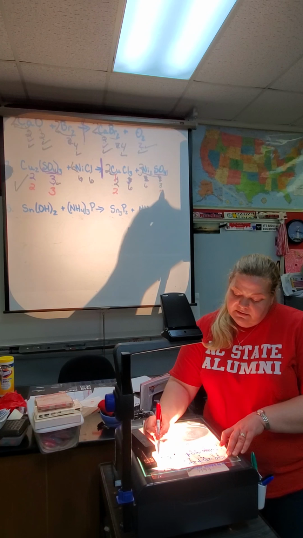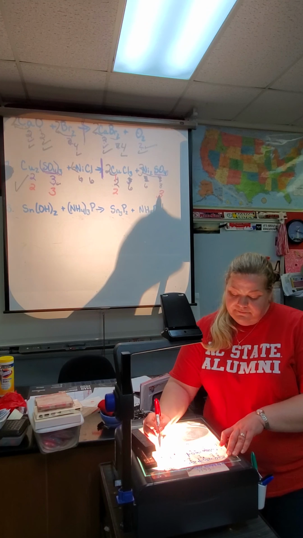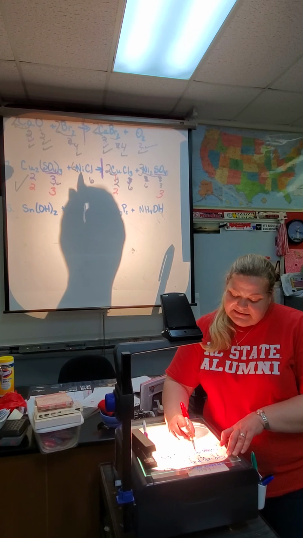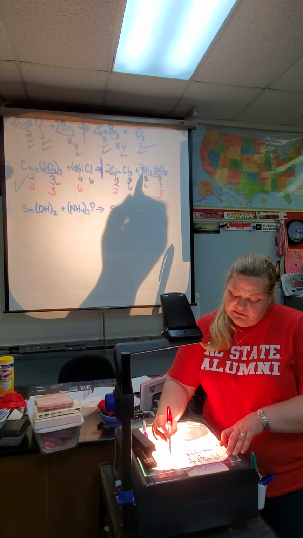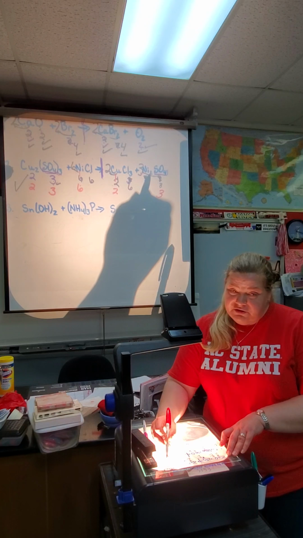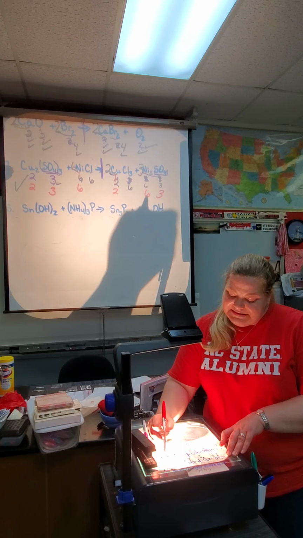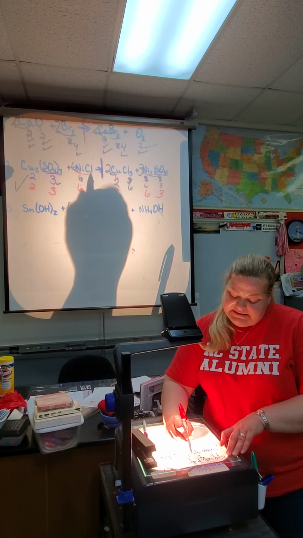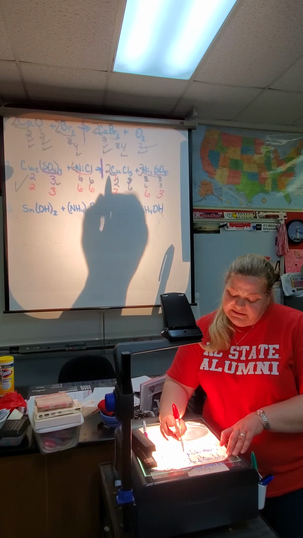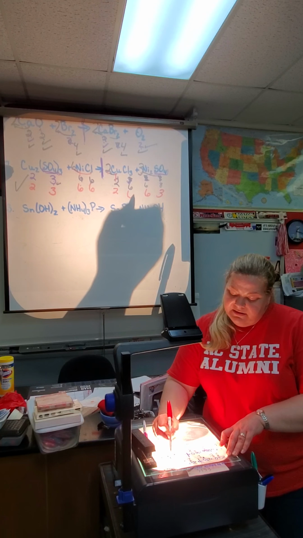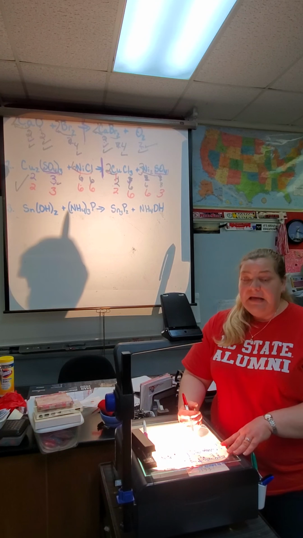3 sulfates. 6 nickels. Distribute, multiply. 6 nickels. 6 chlorines. 2 times 3 gives you 6 chlorines. It's balanced.